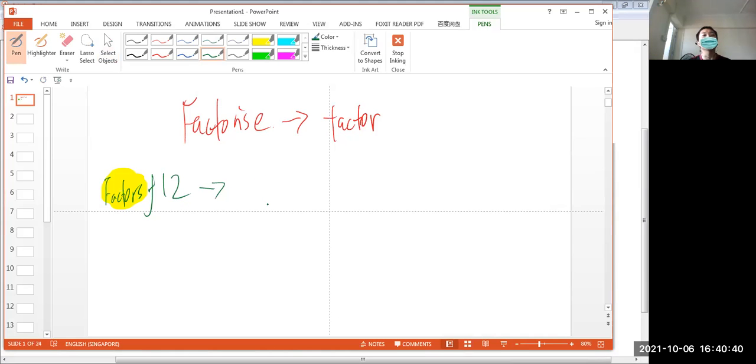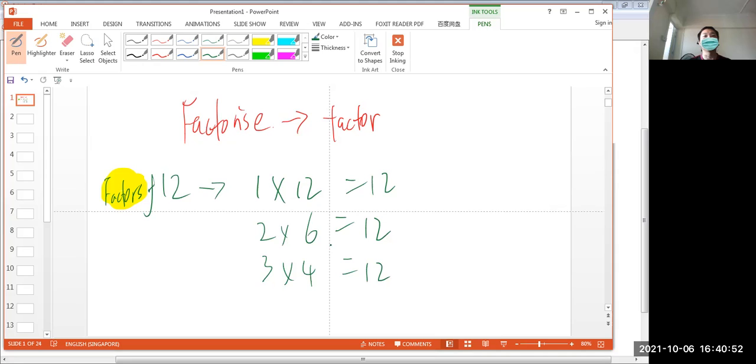Okay, good. So factors of 12: 1 times 12, you get 12, right? And then 2 times 6, you also get 12. Then 3 times 4, you also get 12, right? And of course, when you go forward, you can take 4 times 3 equals 12. But can you see from here onwards, it's going to repeat itself because you already have the 4 and the 3. So you don't have to repeat. You stop here.